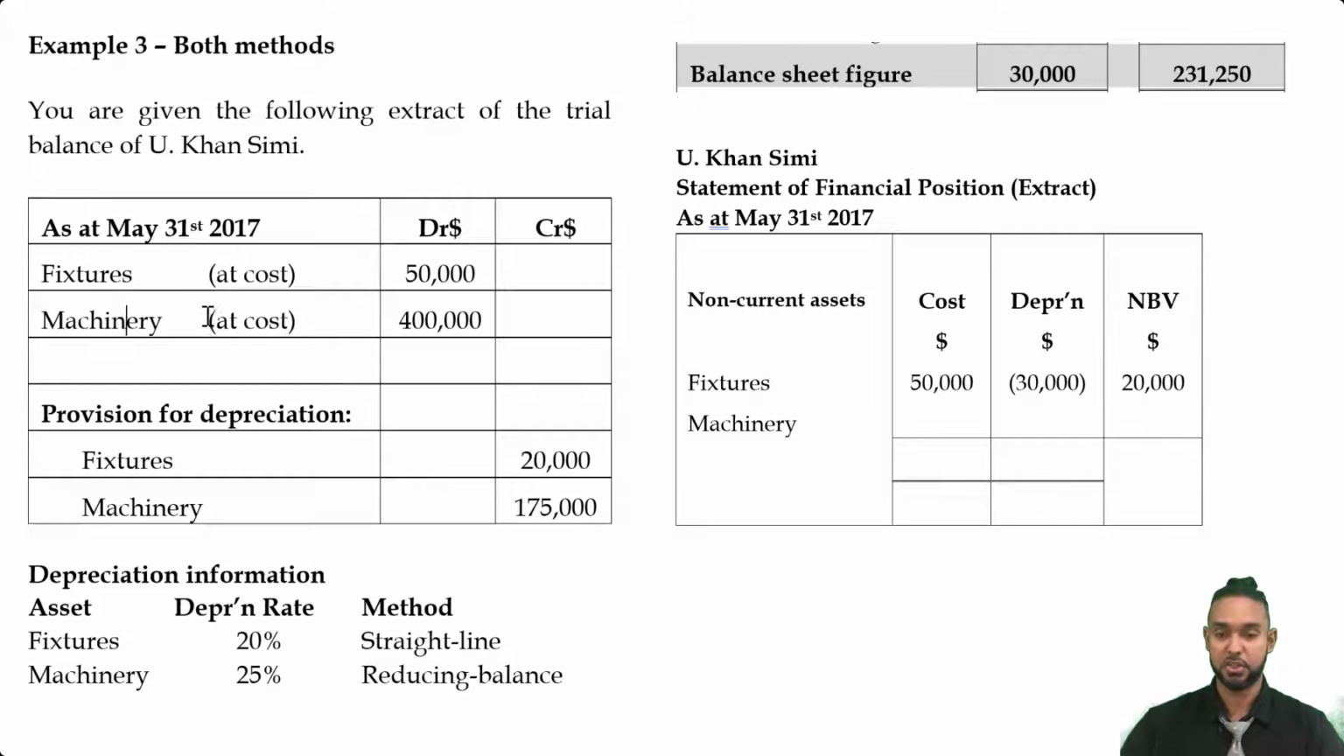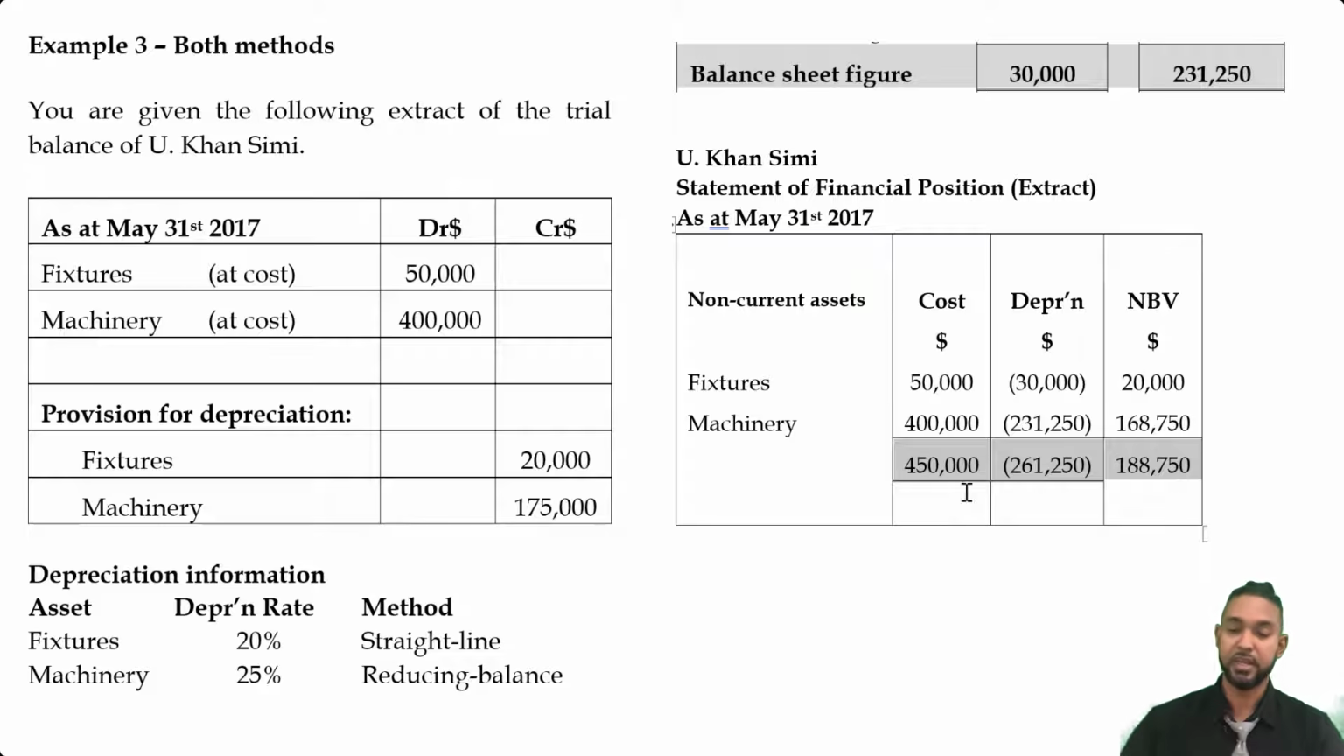So the machinery's cost is 400,000. The depreciation associated with the machinery is 231,250. So we are simply going to subtract going across and get 168,750. The last row will be populated simply by adding down. So 50 and 400 is 450. This is 261,250. And when you add down, you get 188,750. And if you subtract going across, you're also supposed to get 188,750.